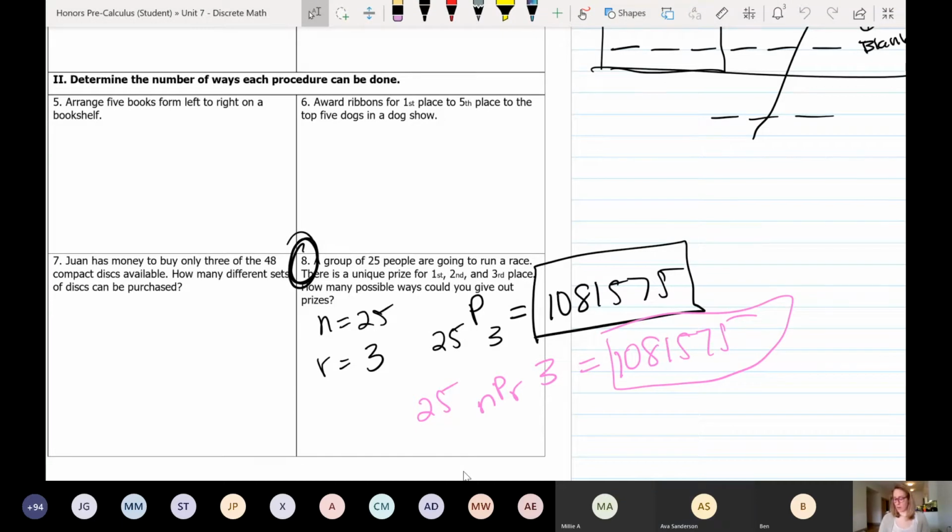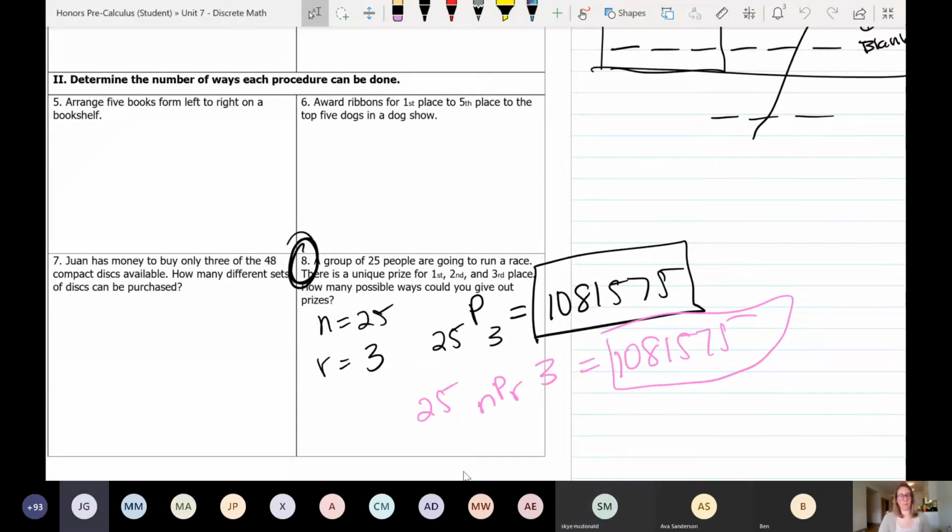That was the only question for this day. Were there any other questions you guys want to go over for day number 17 before we move on to day number 18? For problem 6, would it just be 5P5?